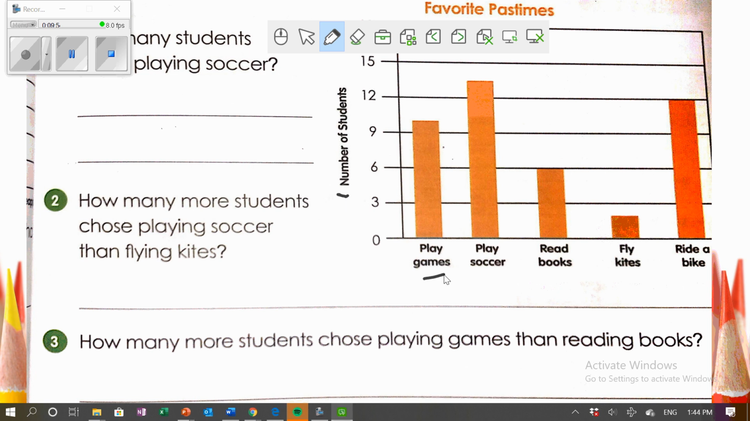Some students play games, they play soccer, they read books, fly kites, and ride a bike. How many students play games? It's more than 9 by 1, so I guess it's about 10 here. So they didn't put it on the exact scale. You have to know the measurement, for example, if it's a half or a quarter. So let's go to the first question.